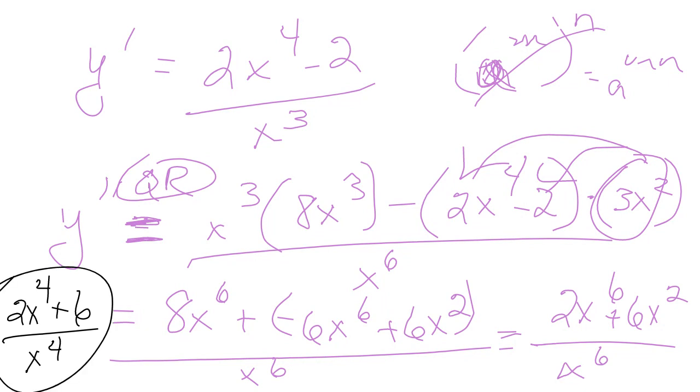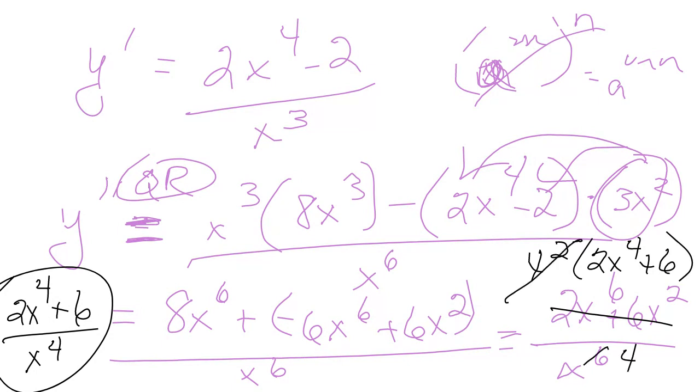If you factor out an x squared on the top, right? So I could write that as x squared times 2x to the 4th plus 6 all over x to the 6th. So that cancels with 2 of those, right? Everybody agree?